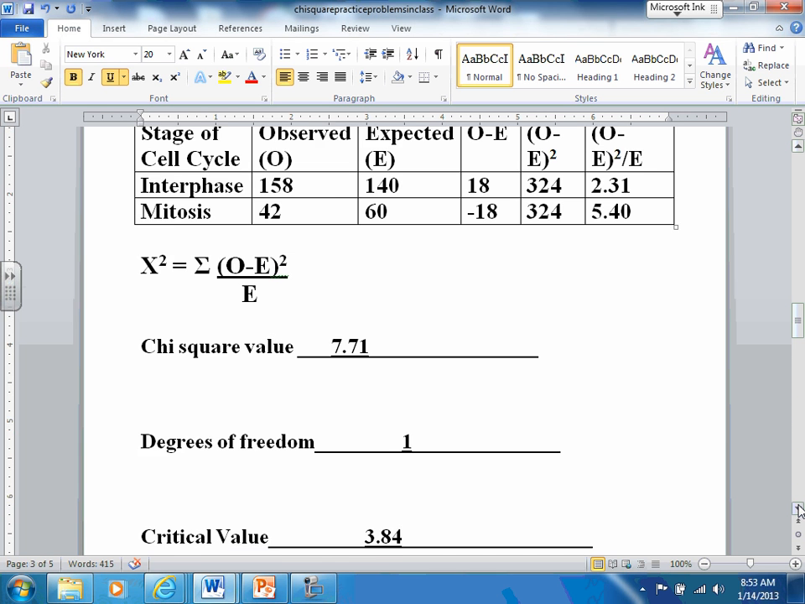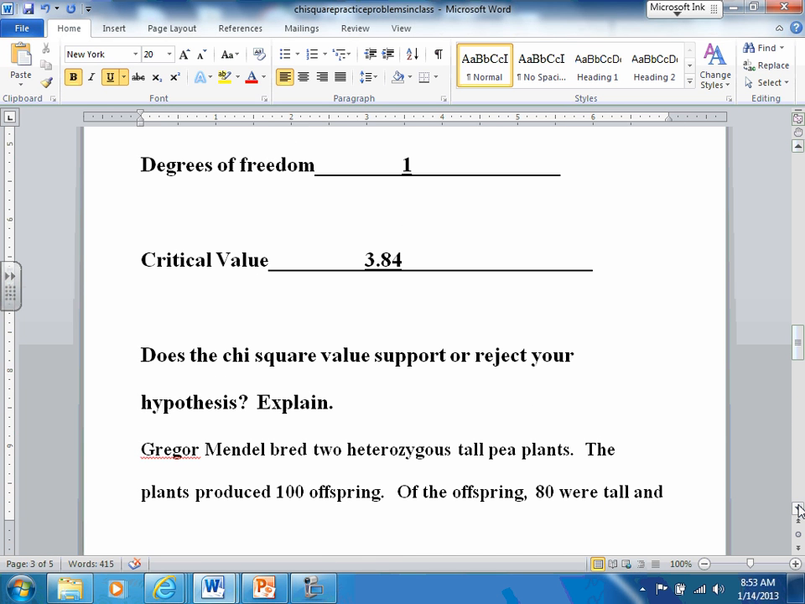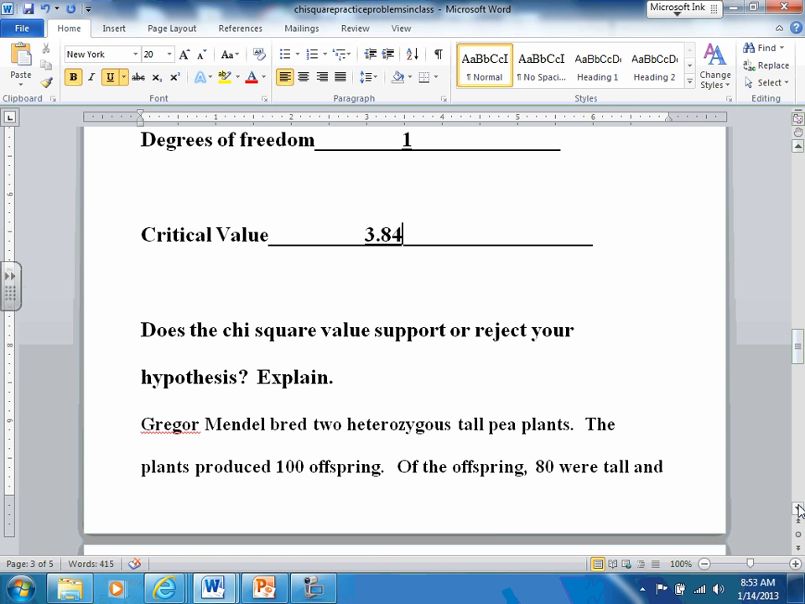So in this case, the answer to this bottom question, does the chi-square value support or reject the hypothesis? Reject, because our chi-square value is what? Greater than our critical value. Everybody with me on that? All right, let's work one more example.